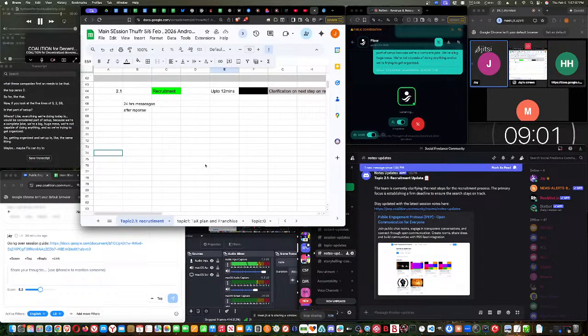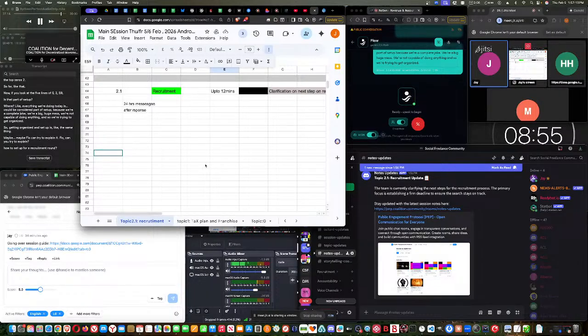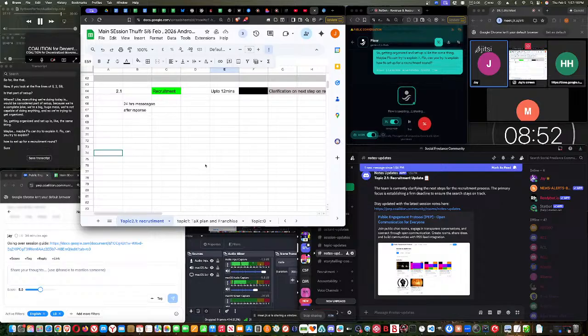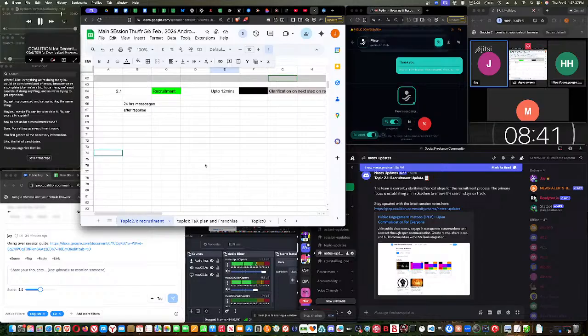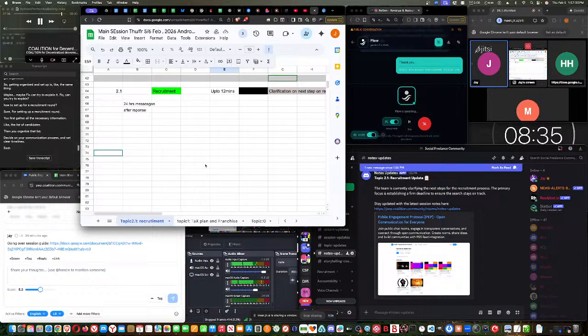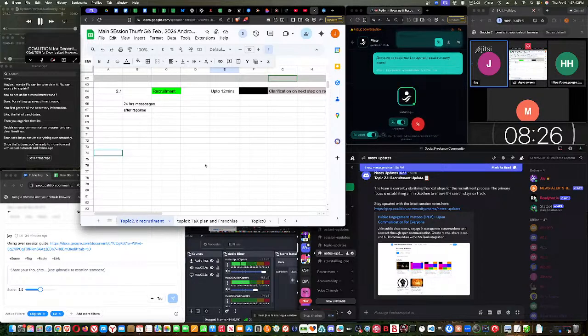Maybe Flo can try to explain it. Flo, can you try to explain how to set up for a recruitment round? Sure. For setting up a recruitment round, you first gather all the necessary information, like the list of candidates. Then you organize that list, decide on your communication process, and set clear timelines. Each step helps ensure everything runs smoothly. Once that's done, you're ready to move forward with actual outreach and follow-ups. Does that make sense? So it's basically just getting organized for your responsibility.